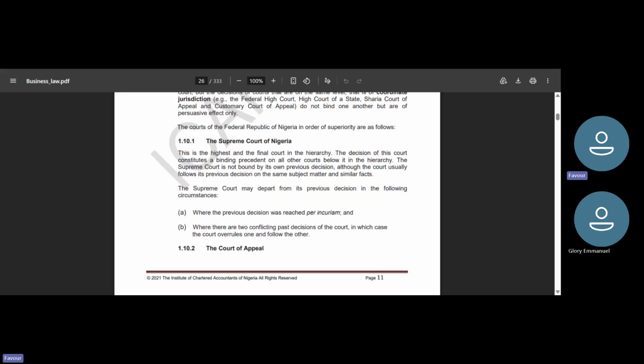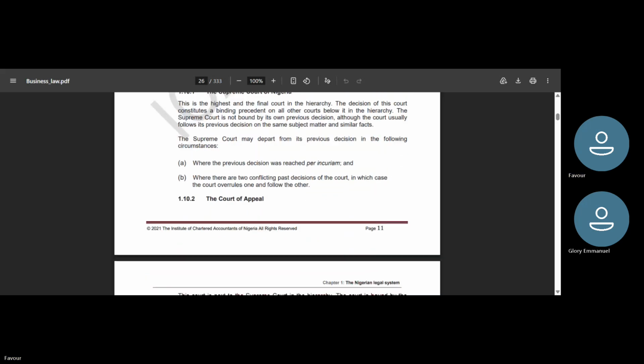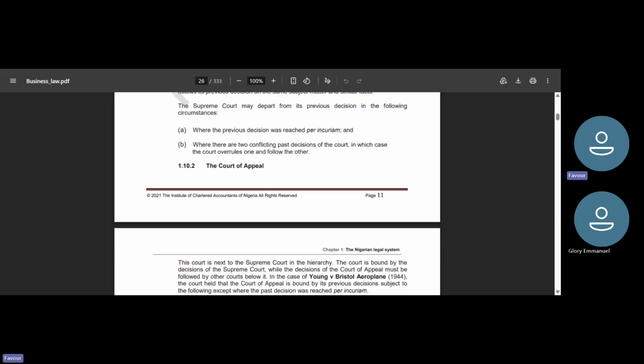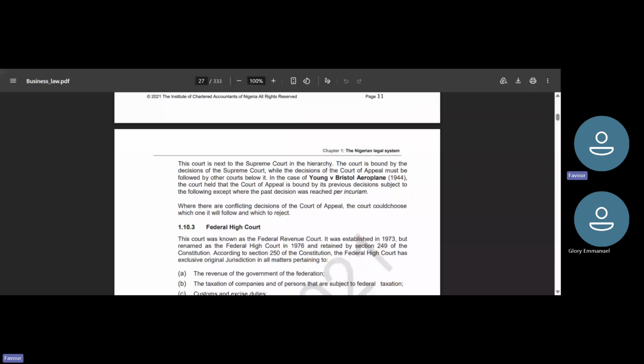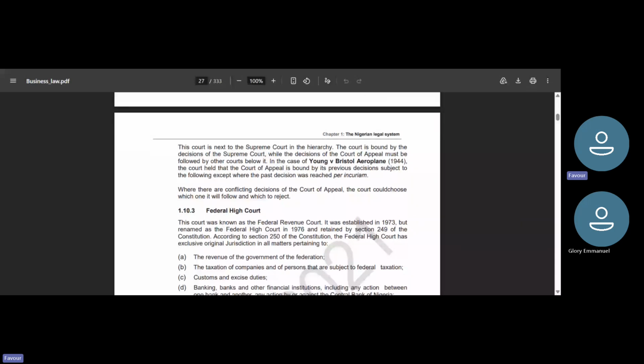So the next court, just below the Supreme Court, is the Court of Appeal. The Court of Appeal is bound by decisions of the Supreme Court, and the Court of Appeal decisions must be followed by all other courts below it. So after the Supreme Court, you have the Court of Appeal. And when there is a conflicting decision of the Court of Appeal, the court could choose which one it will follow and which one it will reject, right?